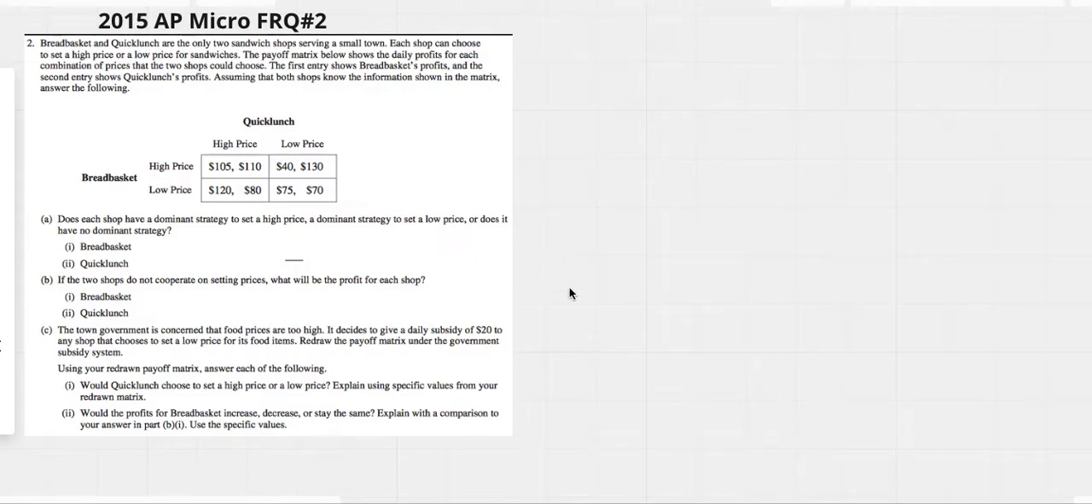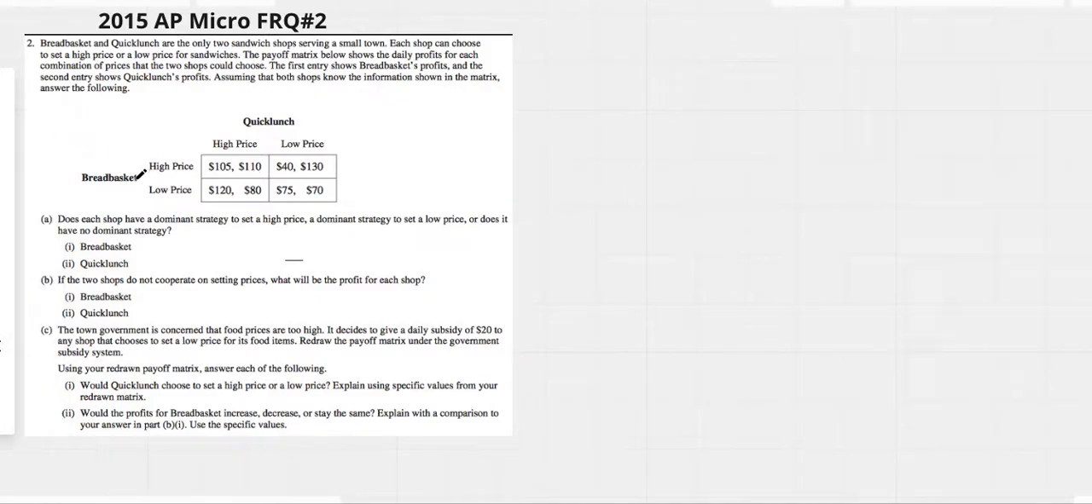Let's do 2015 AP Micro FRQ number 2. Do read the top. Recognize that all of these numbers in here are what we call payoffs. This is a payoff matrix, meaning that if Breadbasket went high and Quick Lunch went high, they would end up in this quadrant. That implies that Breadbasket would make 105, Quick Lunch would make 110. Just recognize that all these numbers are daily payoffs of what they would get if they end up in a certain quadrant.